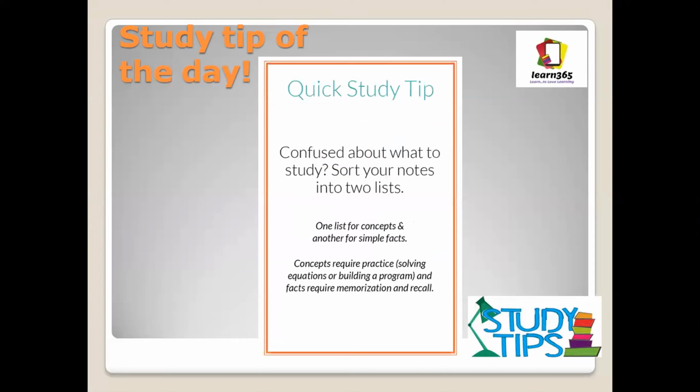I'm going to leave with a study tip for all of you who are doing chemistry. Whenever you sit down to study, always sort your notes into 2 types. Some chemistry requires concepts, which will require practice. You'll have to solve equations or remember the concepts. Some will require facts. You just have to remember them. So always make a list of 2 things. One side, you're going to prepare a list of all the concepts and practice them. The more you practice, the better it will come. And some will just be requiring facts.